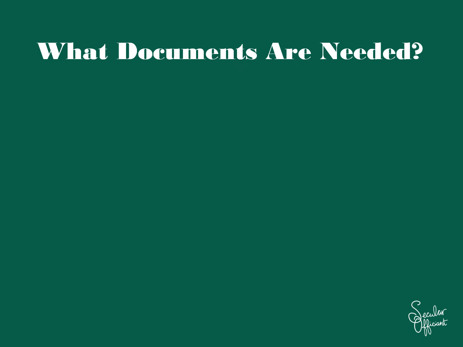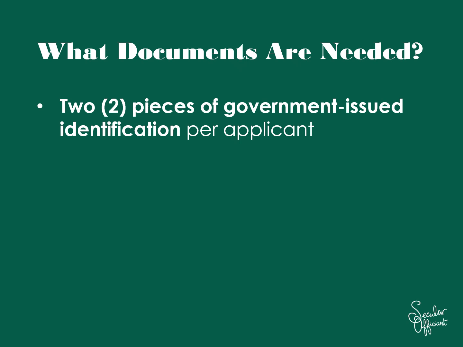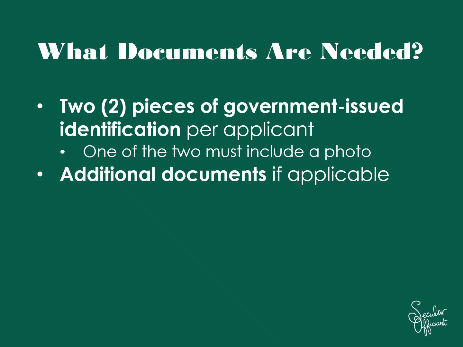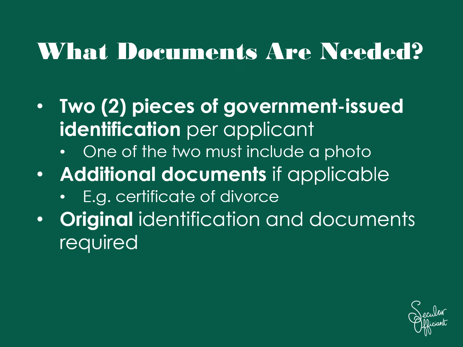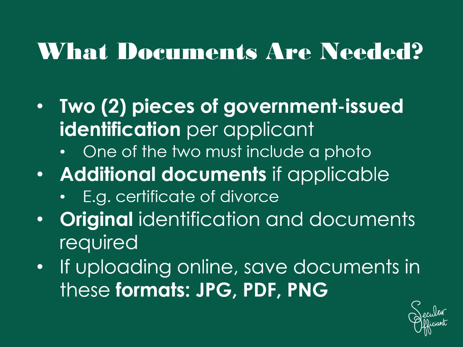What documents are needed? The marriage license application requires 2 pieces of government-issued identification per applicant. One of the 2 pieces of ID must include a photo, but check with your municipality about specifics as it may vary from place to place. The license application also requires additional documents if applicable, such as a certificate of divorce. It's important to note that original identification and documents are required. Photocopies are not accepted. If uploading documents online, save documents in these formats: JPEG, PDF, or PNG.